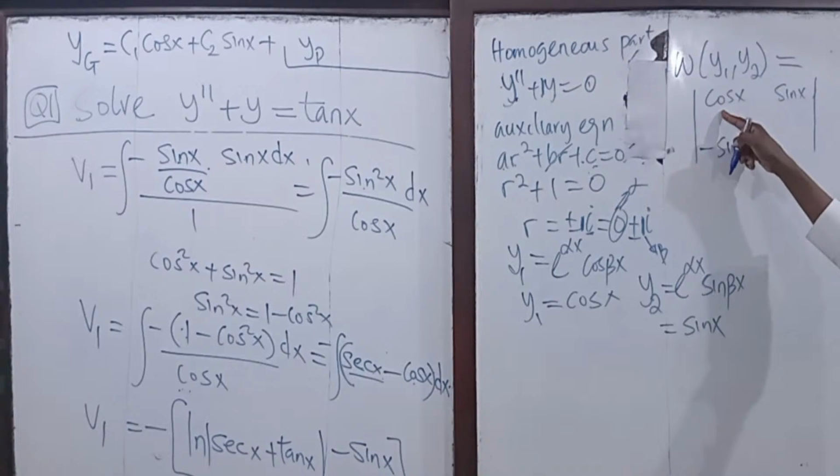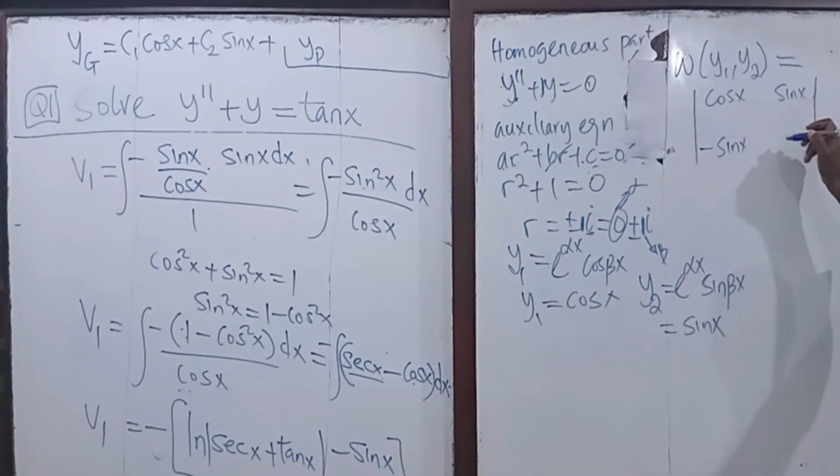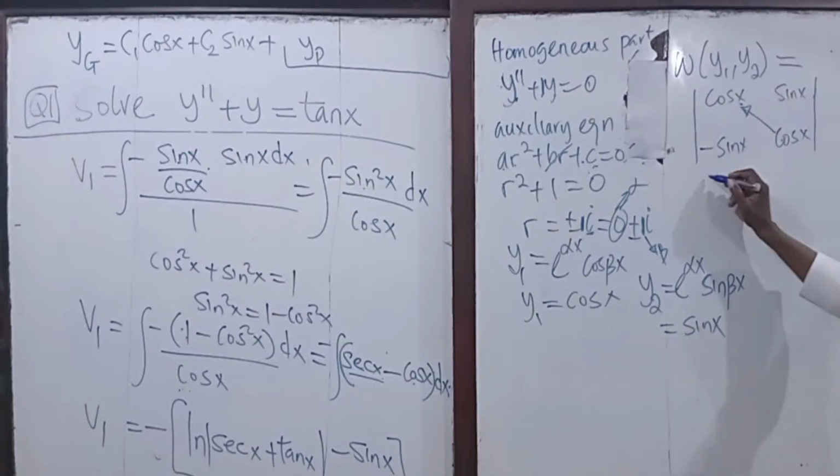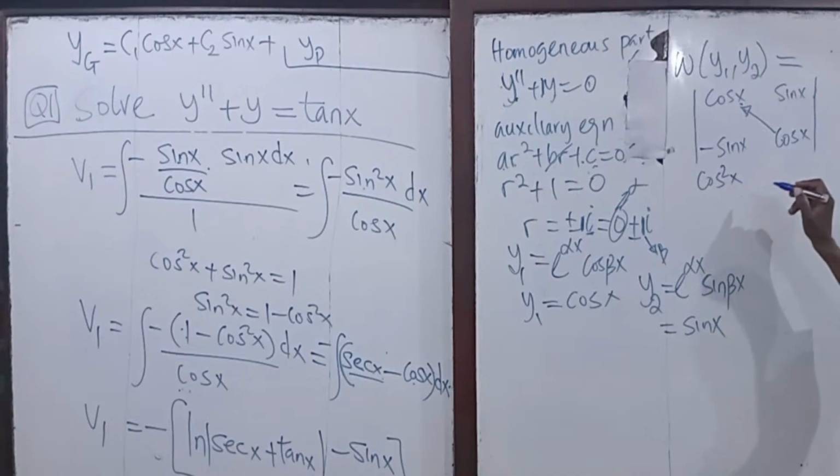If you differentiate cos x, you have this. If you differentiate sin x, you have this. And solve this. These are determinants. So this will come here. This one times this one, that's a cos square x, minus this one times this one, minus sin x. And this one will be equal to 1. So that's the Wronskian of that.